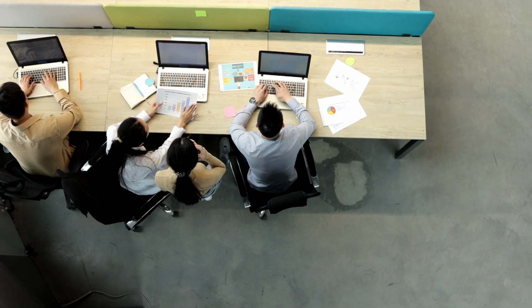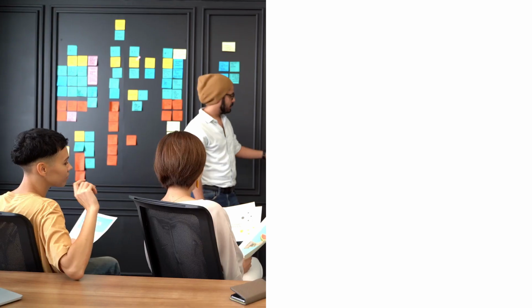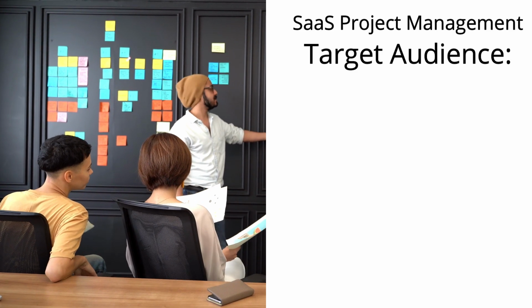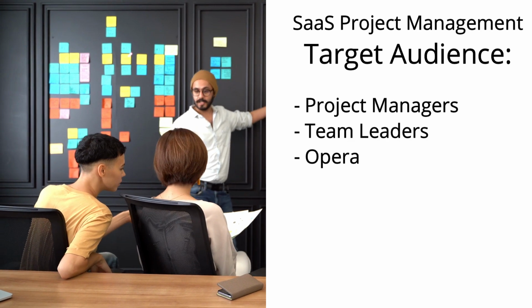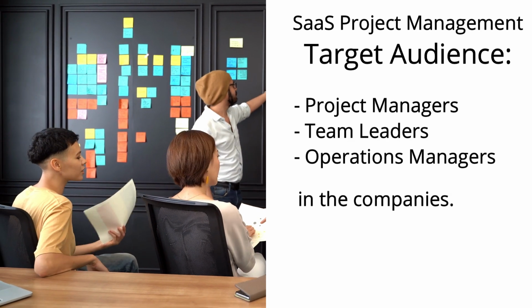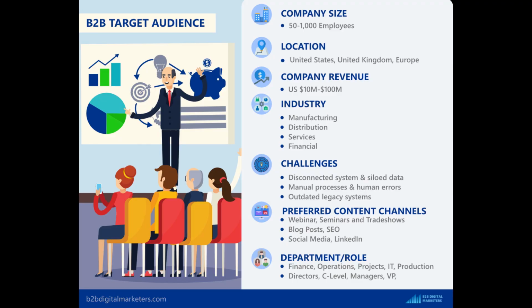Now, let's say you are a SaaS company offering project management software. Your target audience might be project managers, team leaders, or operations managers in tech companies. But how do you define your target audience? Well, you've got to consider demographics like their industry, job role, education, and of course location, if it matters to you. You also need to understand their psychographics, like their challenges, goals, and values. And don't forget their online behavior. I mean, how they search for information, the keywords they use, and the content they engage with.